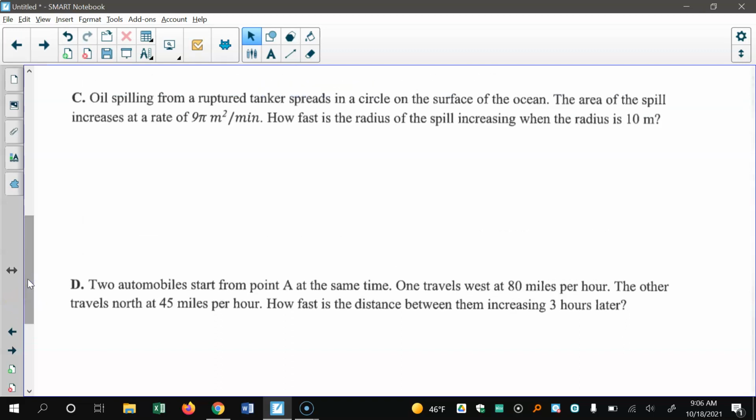Oil spilled from a ruptured tanker is spreading in a circle on the surface of the ocean. The area of the spill increases at a rate of 9 pi meters squared per minute. How fast is the radius of the spill increasing when the radius is 10 meters? Go and try this on your own and see if you got this. And I'll start the problem up in another minute.